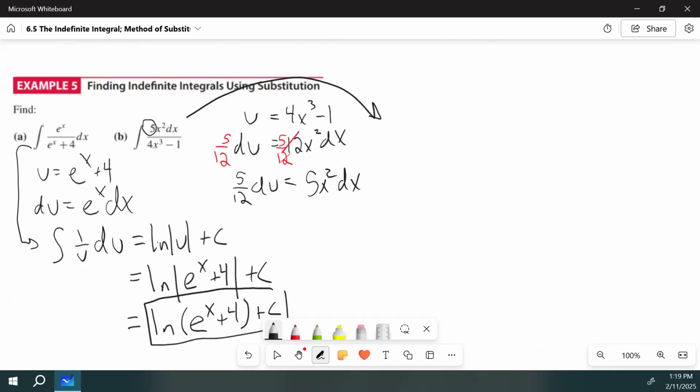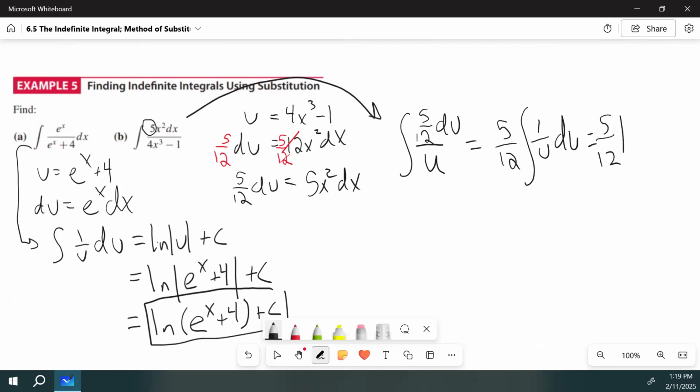Now our integral is going to become the integral. The denominator is u. The 5x squared is substituted with 5/12 du. So if we just clean this up a little bit, you'd have 5/12 integral 1 over u du, which is 5/12 natural log absolute value of u plus c. So 5/12 natural log absolute value 4x cubed minus 1 plus c there.